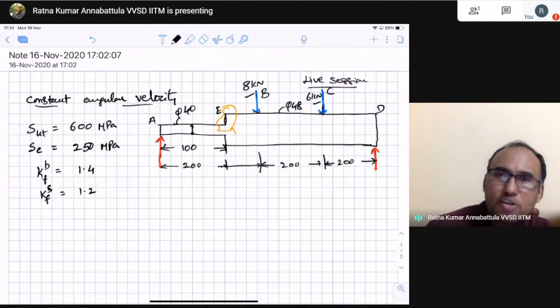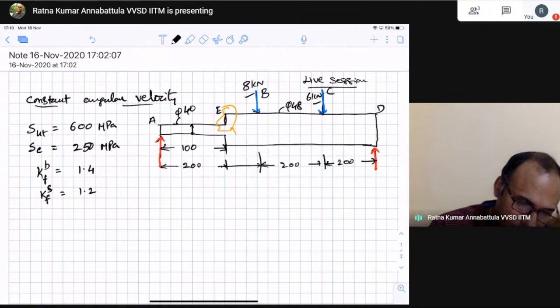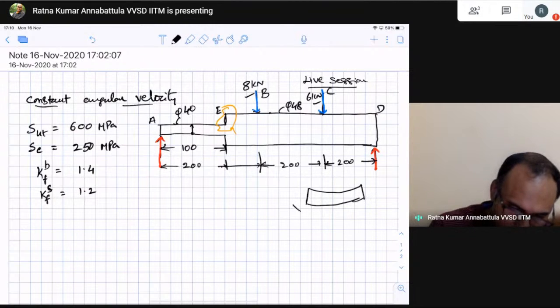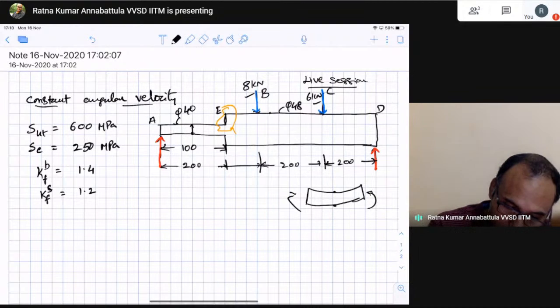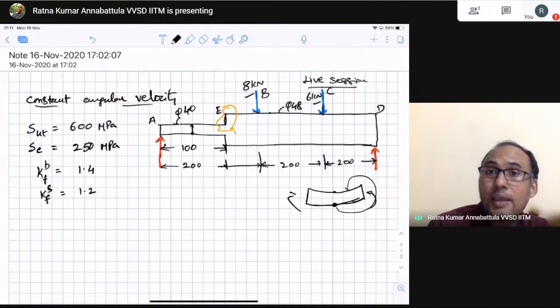Since the shaft is rotating at constant angular velocity, suppose the shaft is subjected to some loads, and the shaft is bent like that using some bending moment. Then this part is subjected to compression and this point is subjected to tension if it is not rotating. But if it is rotating, this fiber in half a rotation will go to this place, and hence this material point would have experienced a compressive force.